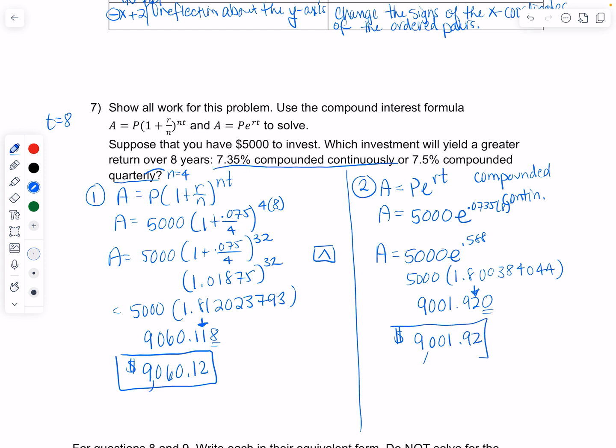So the better deal is actually the compounded quarterly. So this one is the one. So again, if it's compounded quarterly, annually, whatever, you're going to use this formula that I used at the top. If it says compounded continuously, you use the P e to the rt.